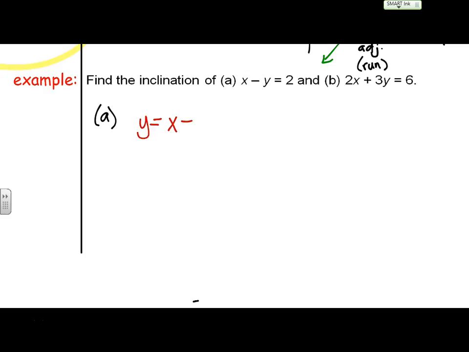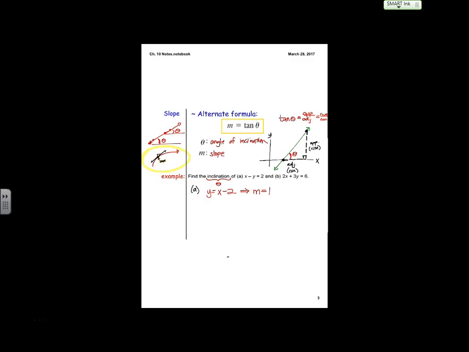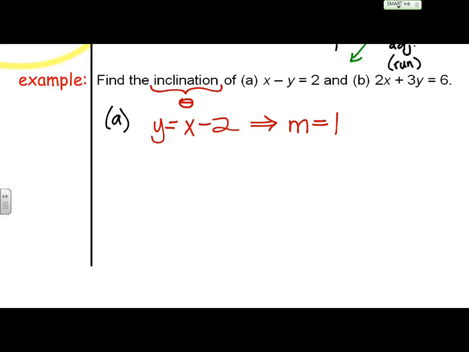X minus 2, right? But hold on, that's not the inclination. Inclination, they're specifically talking about the angle, right? The angle of inclination, how inclined, how steep. So what can we take from this rearrangement? We can take the one in front of the x and call it m. Now what can we do with that m? Set it equal to the tangent of theta. Exactly. So set 1 equal to tangent of theta.